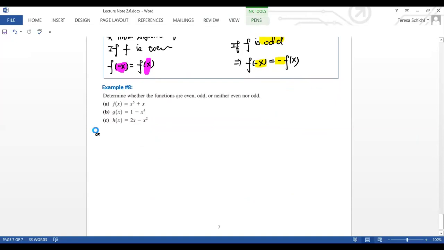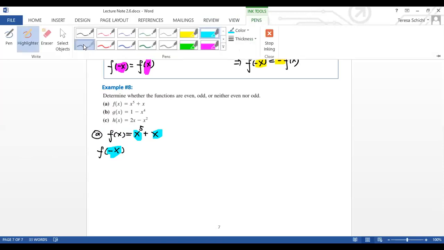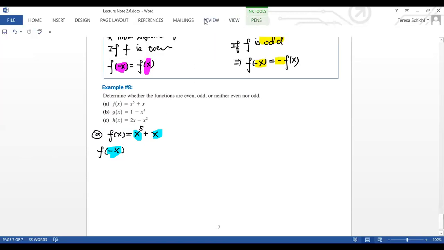Let's take a look at f of x equal to x to the fifth plus x. We know it's difficult to graph x to the fifth power plus x, so let's do it algebraically. We substitute negative x. We did this in 2.1: every x you need to replace with negative x, correct?